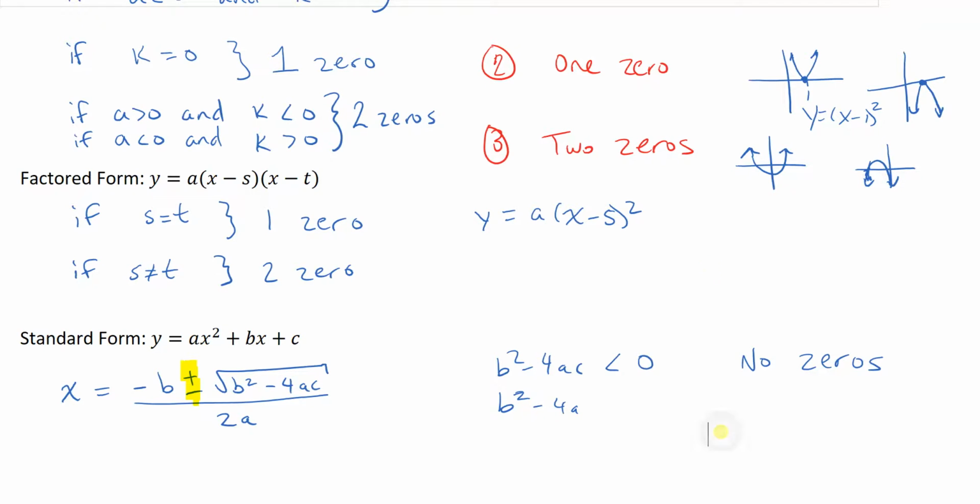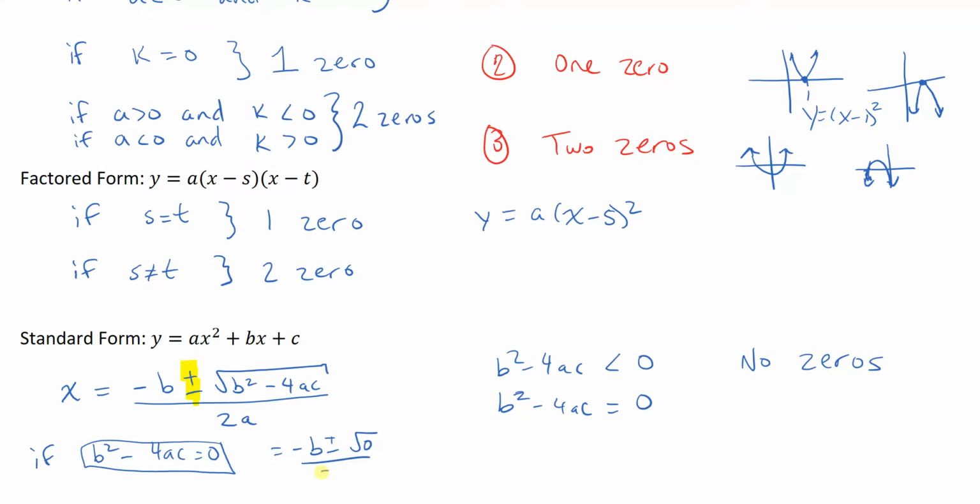Okay, if b squared minus 4ac was equal to 0, then everything inside the square root becomes 0. So we have the square root of 0. So the quadratic formula in that case, if b squared minus 4ac is equal to 0, would be minus b, plus or minus the square root of 0, all over 2a.